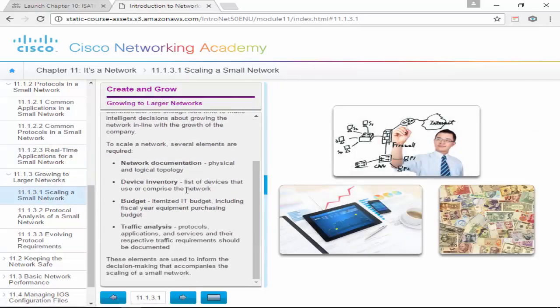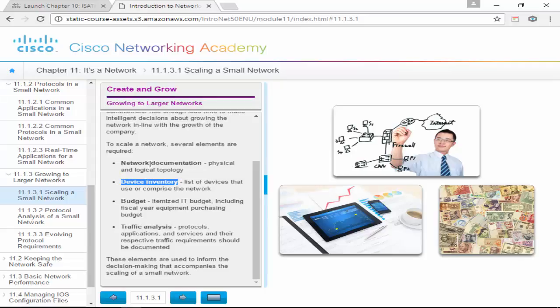Scaling a small network. Alright, this is the most important thing, no matter what network, what size you're doing. Network documentation. When I talk to employers, they always say, these guys need to document better. So what we usually do is have drawings in what's called Visio, or whatever is the best. There's a lot of network documentation tools, but when you're a small network, you're probably going to be doing it by hand.